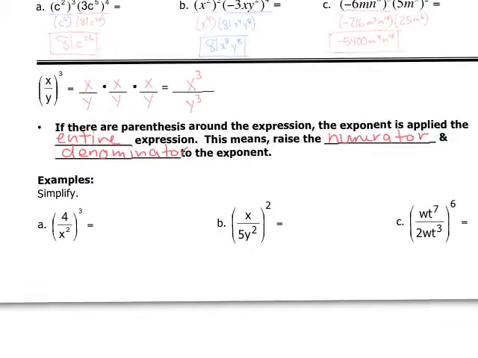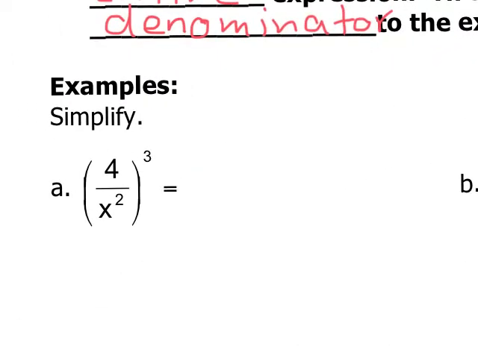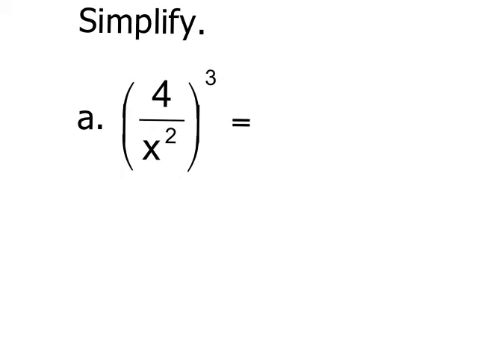All right. But anyways, it applies to everything top and bottom. Okay, so if we look at A, is 4 a coefficient or a base? Ooh. Doesn't have an exponent on it, so it's a coefficient. So I do what I see. 4 to the 3rd power. So that's 4 times 4 times 4, which is 64.